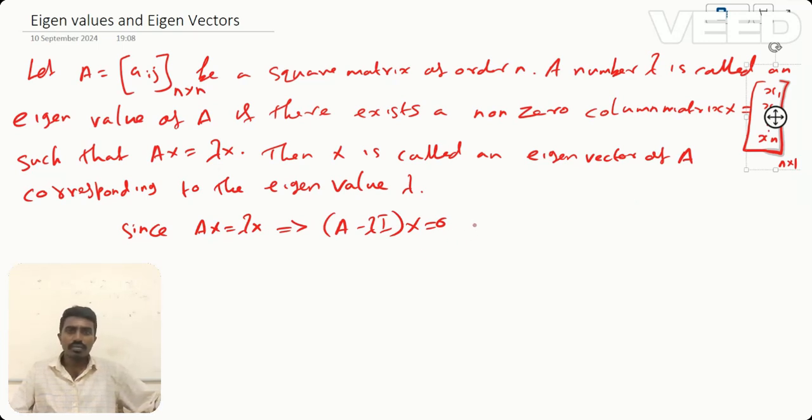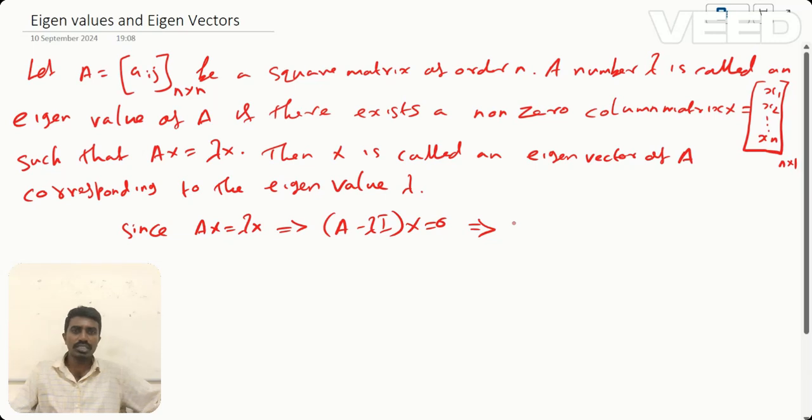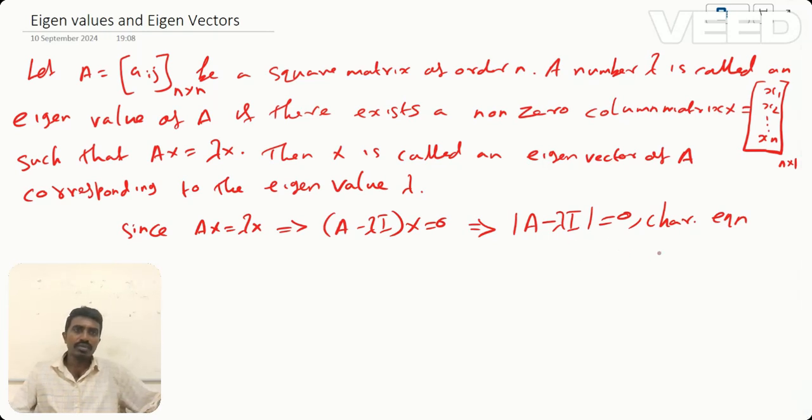So the system has a non-trivial solution. That means determinant of (A minus lambda I) equal to 0. This equation is called the characteristic equation. And its roots are called the characteristic roots or eigenvalues, or sometimes also called proper values and latent roots.